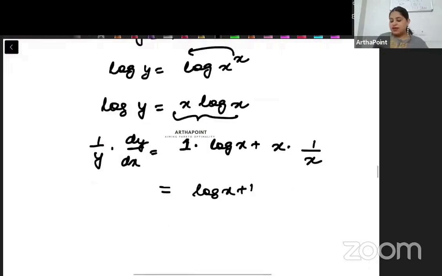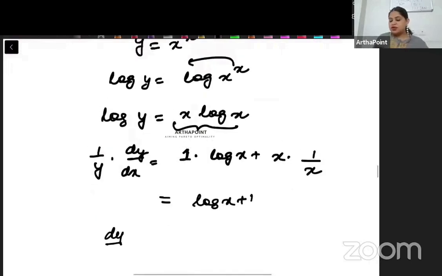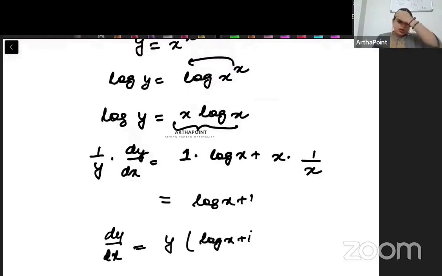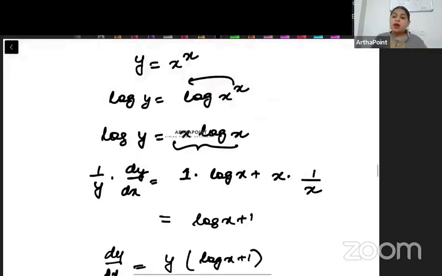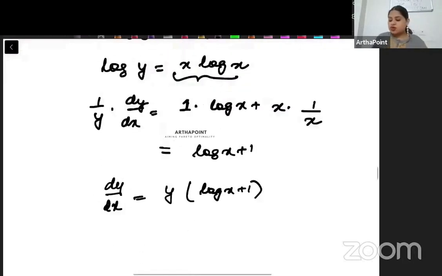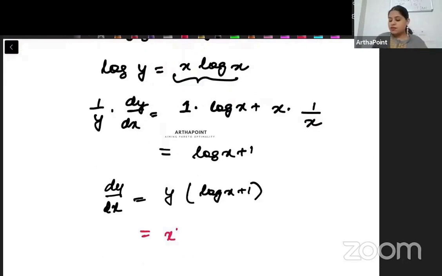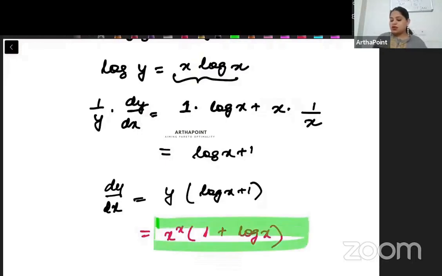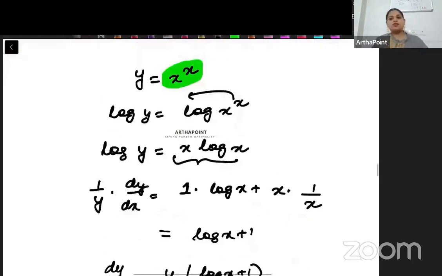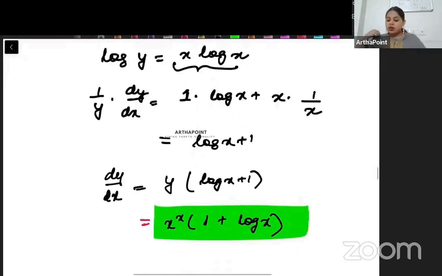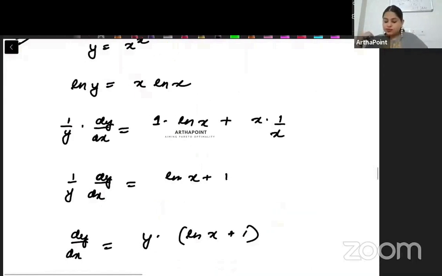So, beta, dy by dx will be y times (log x plus 1). But y was what? y was this, x to the power x. So this is going to be x to the power x, (1 plus log x). This is the answer to your question. Okay. Now, let us go to the next question.